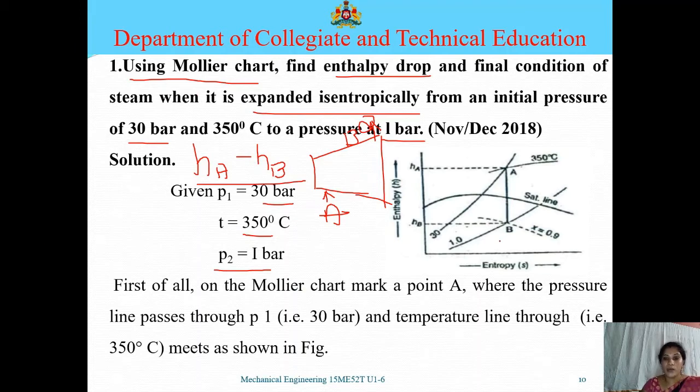This Mollier chart is available in the steam table book itself. At the end of the steam table book, the Mollier chart will be folded. This Mollier chart will be available in A3 size. Hence, I am unable to take a scanned copy of the Mollier chart. Instead of that, I have taken a line diagram to explain to you.